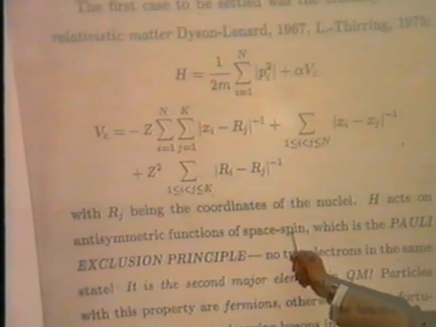That is to say, well, there's this space and spin. Let's ignore spin. If you know what it is, that's fine. If you don't, it's not important. It won't play a role here. It acts on anti-symmetric functions only. Remember, in the previous lecture, I talked about bosons where these things act on symmetric functions. Here we're talking about anti-symmetric functions because these are electrons. This fact is the second major element in quantum mechanics.